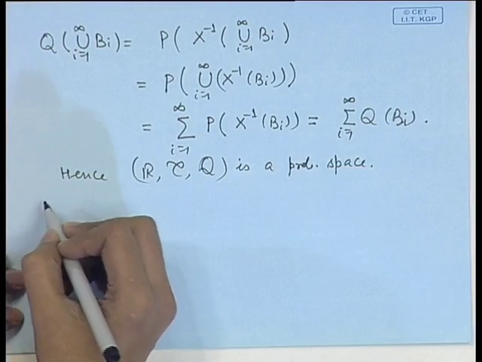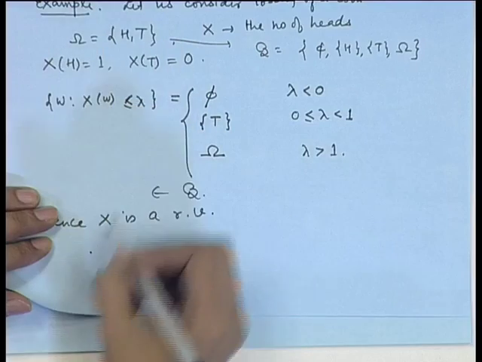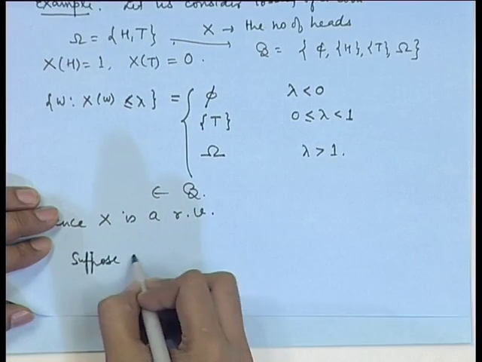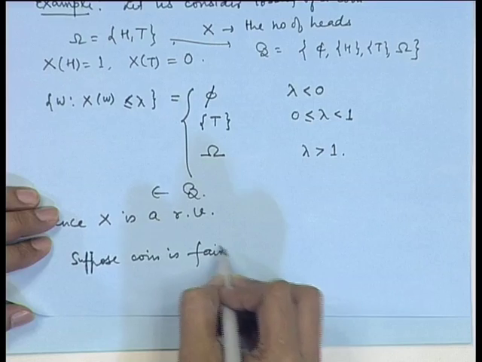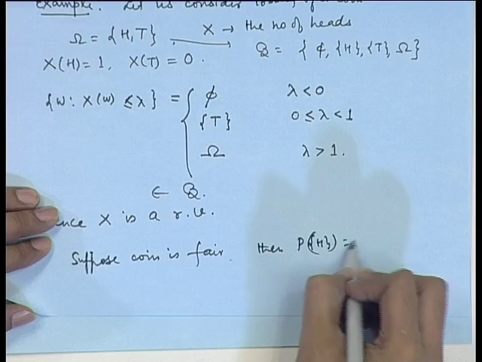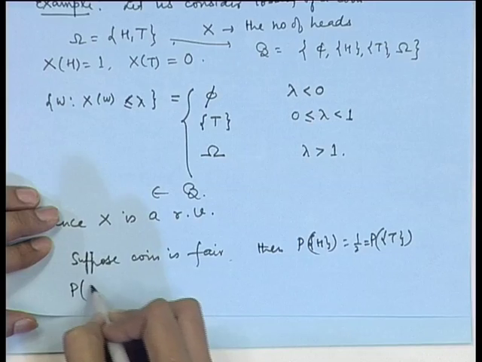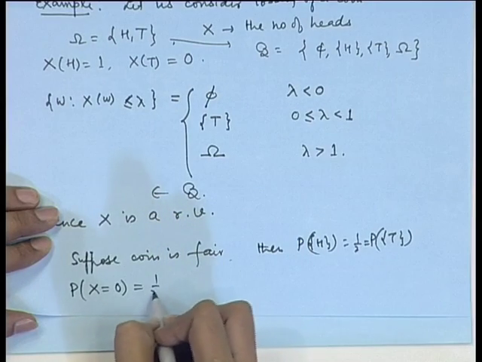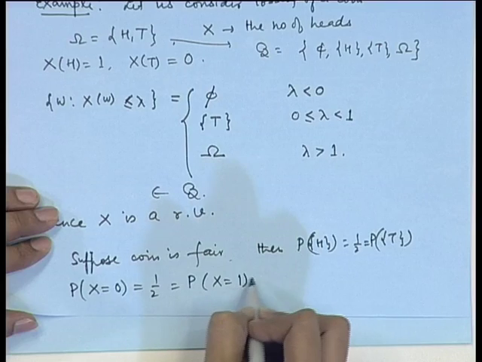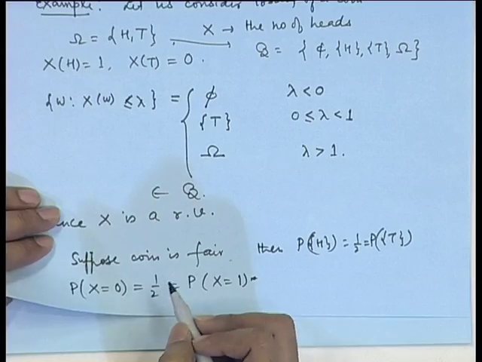So, let us look at this example of head and tail. Here, if we say that the coin is fair, then you will have probability of H equal to half and probability of tail equal to half. Therefore, probability of X equal to 0 is half, and probability of X equal to 1 is half. So, this is giving you the probability distribution of the random variable X.